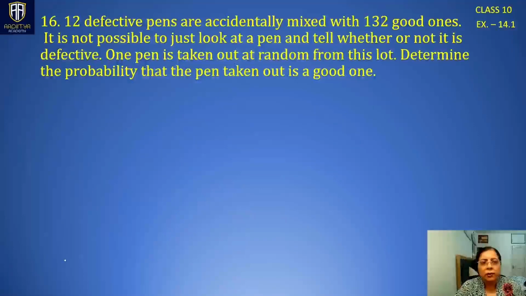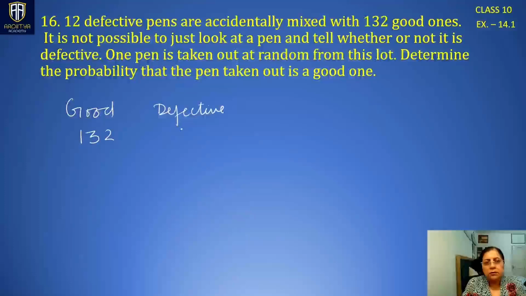Next is, we have 12 defective pens accidentally mixed with 132 good ones. So the number of good pens is 132 and defective pens is 12. So now the total number of pens becomes 132 and 12 is 144. It is not possible to just look at a pen and tell whether it is defective or not. One pen is taken out at random from this lot. Determine the probability that the pen taken out is a good one.